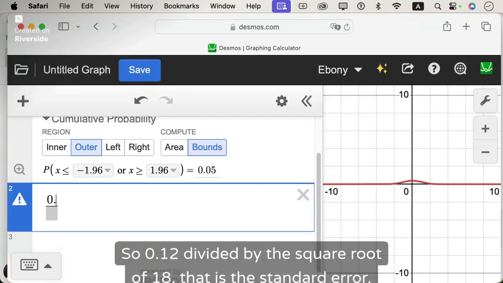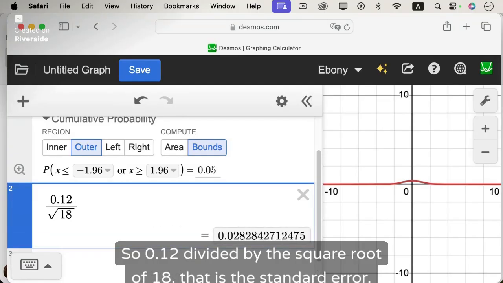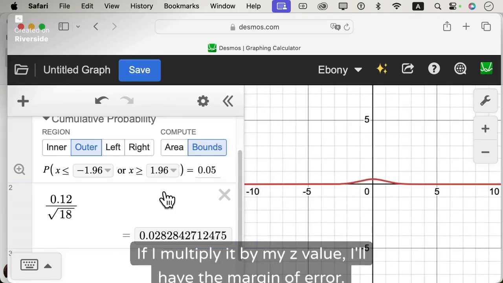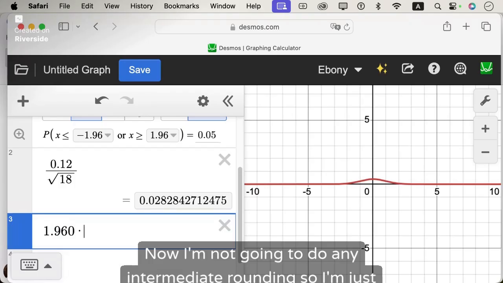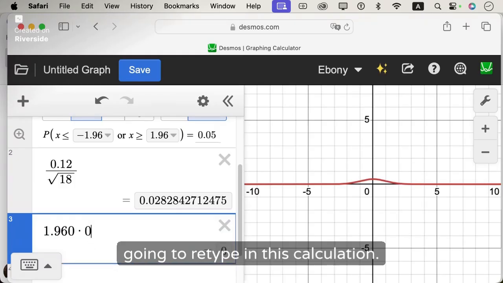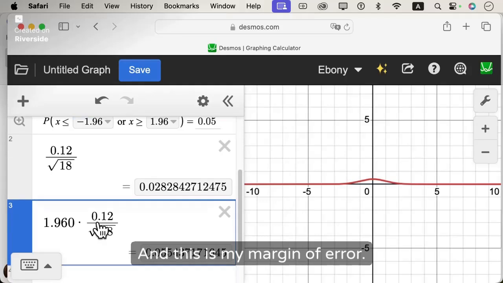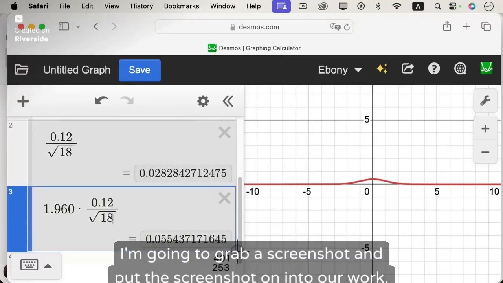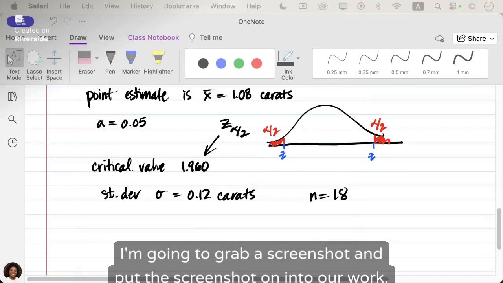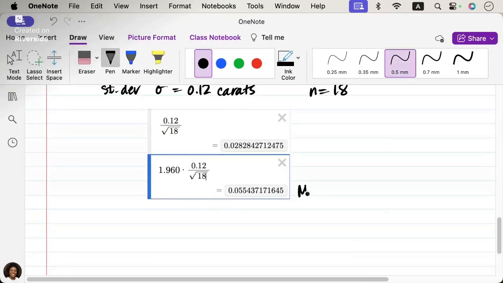So 0.12 divided by the square root of 18, that is the standard error. If I multiply it by my z value, I'll have the margin of error. Now, I'm not going to do any intermediate multiplication, so I'm just going to retype in this calculation, and this is my margin of error. So if you ever need to show both of those, that's how you would show both of them. I'm going to grab a screenshot and put the screenshot into our work. And now we're ready for the confidence interval.